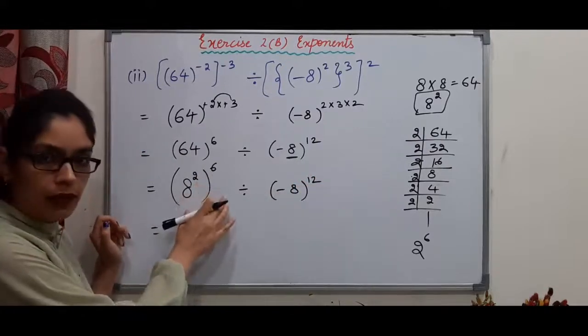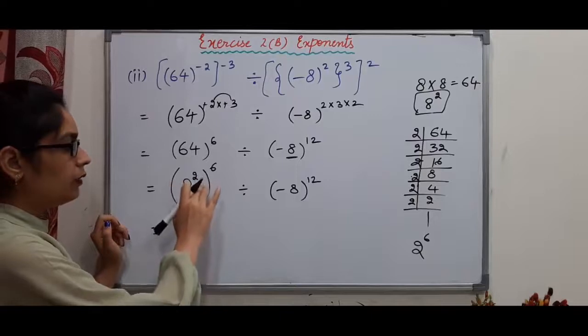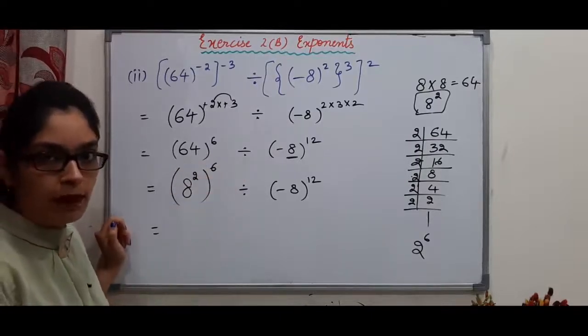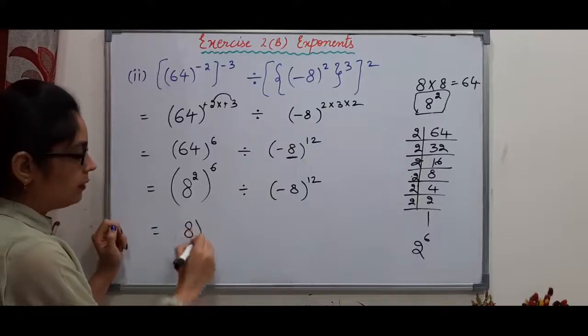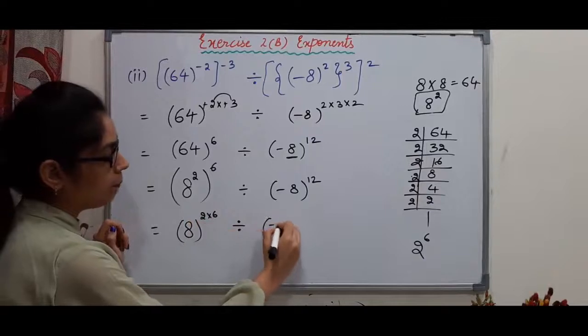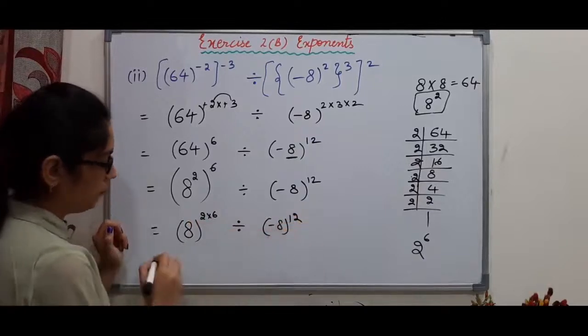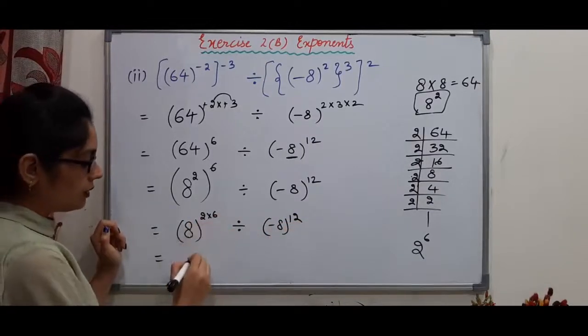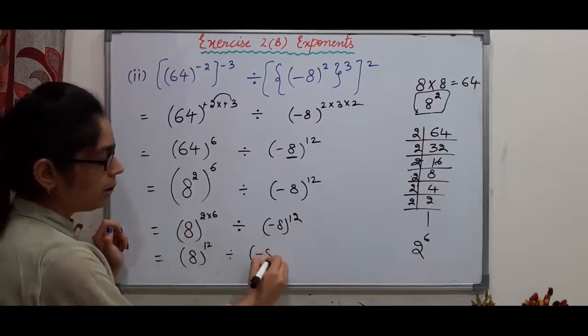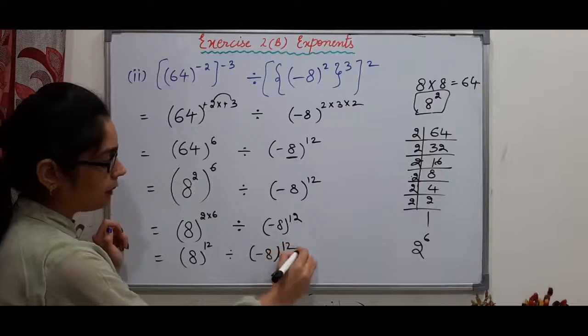Here again we can apply the power rule, 8 to the power 2 whole power 6. So 2 powers are there, we can multiply the powers. So 8 whole power 2 into 6 divided by minus 8 whole power 12. 2 into 6 is 12. So here 8 to the power 12 divided by minus 8 to the power 12.